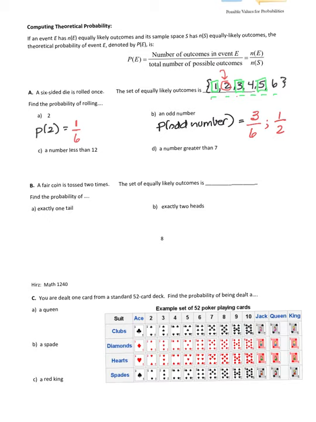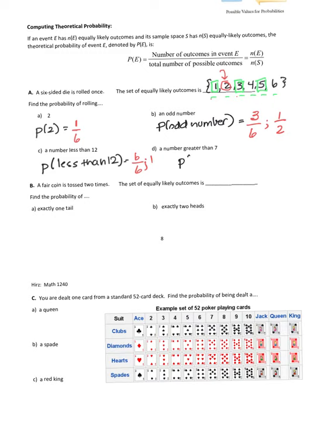All right, the probability of rolling less than 12. When I look, my possibilities are 1, 2, 3, 4, 5, 6. That's all 6 of them, out of the total 6. So here's an example where the probability is 1. If you roll that die, it is guaranteed that the number will be less than 12, since the only options are 1, 2, 3, 4, 5, and 6.